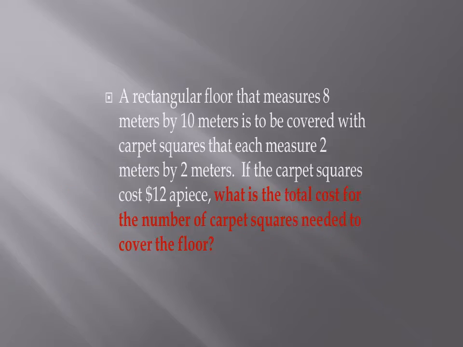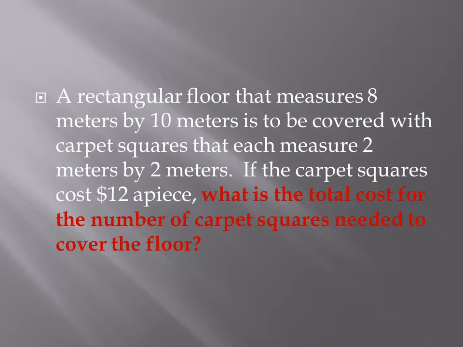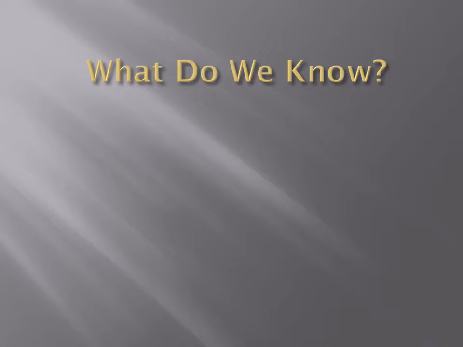This question reads as follows. A rectangular floor that measures 8 meters by 10 meters is to be covered with carpet squares that each measure 2 meters by 2 meters. If the carpet squares cost $12 apiece, what is the total cost for the number of carpet squares needed to cover the floor? So to approach this question, as I typically do, I ask myself, what do we know?